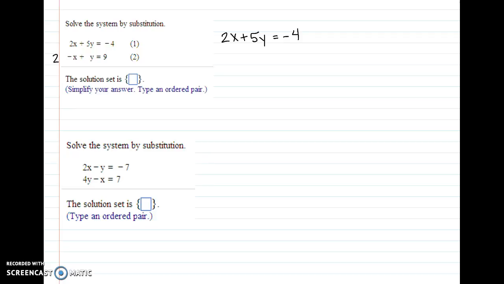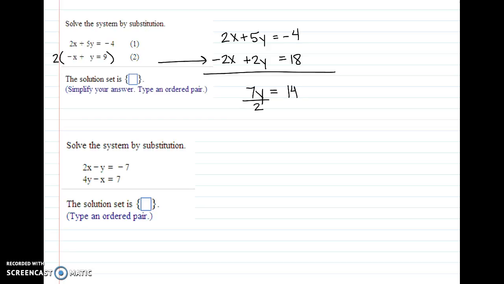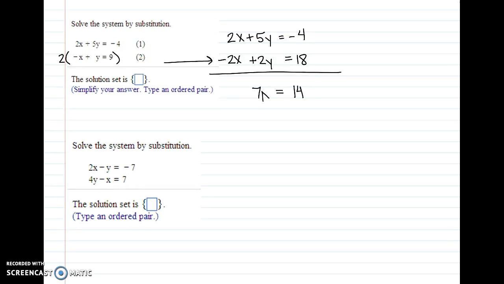So what I would probably do if it were me is multiply this second equation by 2 so that it now looks like negative 2x plus 2y equals 18. And then I add the 2 equations together. Notice that my like terms are in line. 2x minus 2x is nothing. 5y and another 2y gives me 7y's. Negative 4 plus 18 is 14. I'm going to divide both sides by 7, and I get y equals 2.